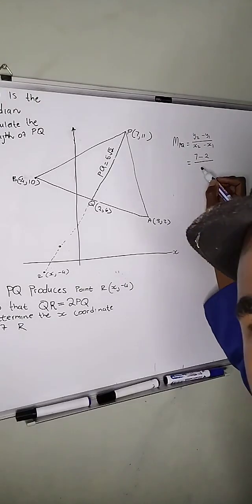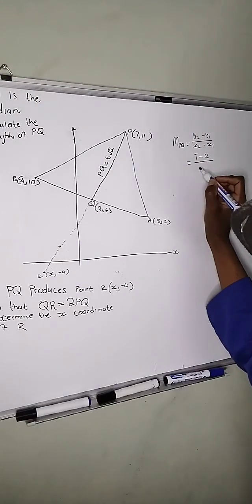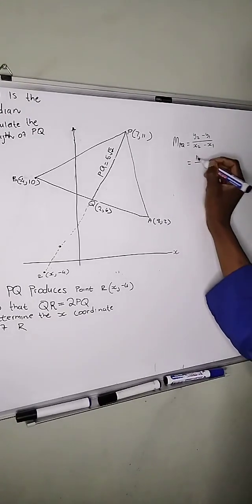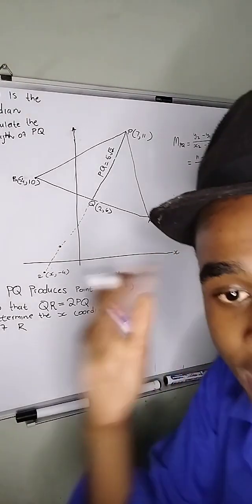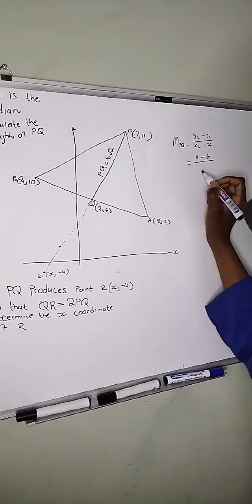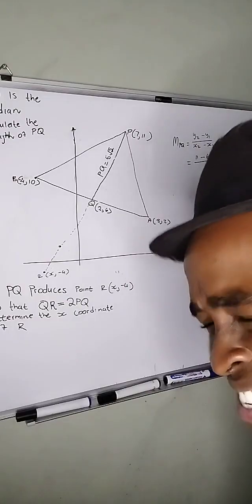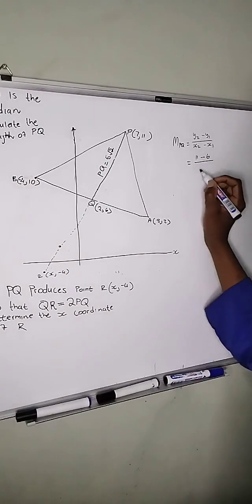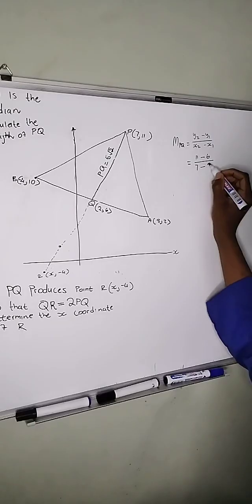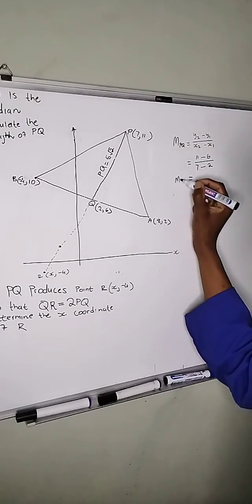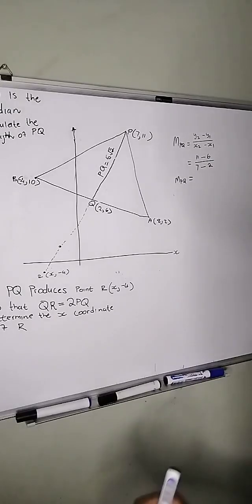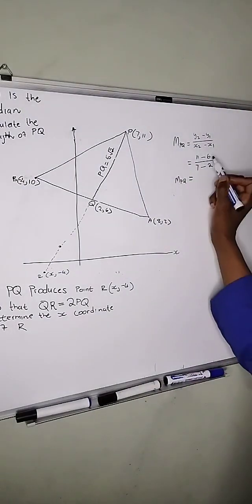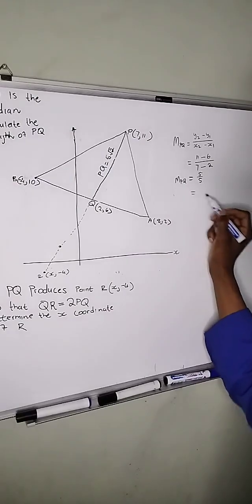Which value am I going to start with? What is going to be my x2? Oh, yes, sorry. 11 minus 6. Sorry, what is going to be my x2? Thank you very much. My mistake. Yes, it's going to be 7 minus 2. So what is going to be my gradient, mPQ? I'm correcting. So this is going to be 5 divided by 5, which is equal to 1.